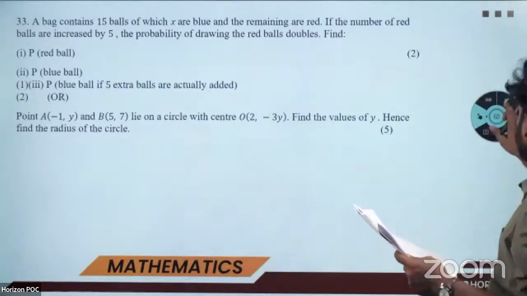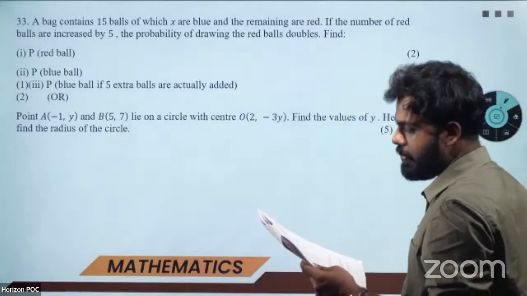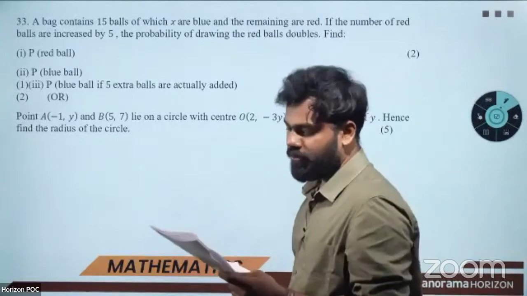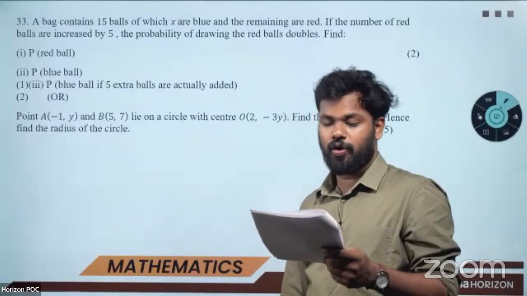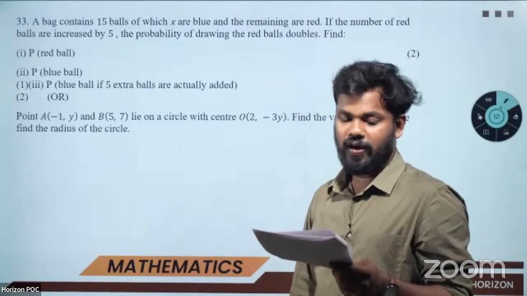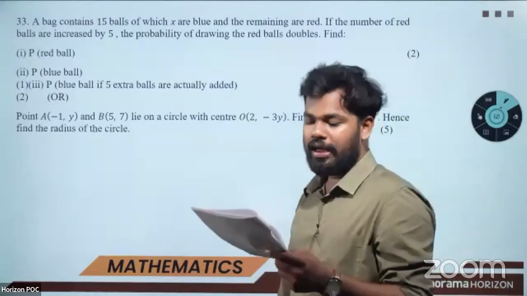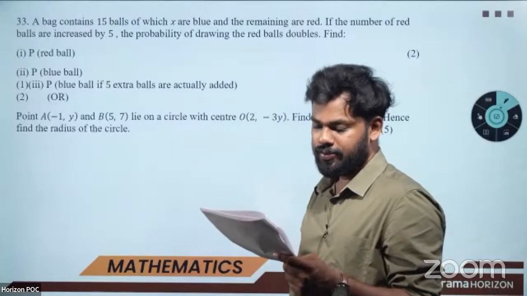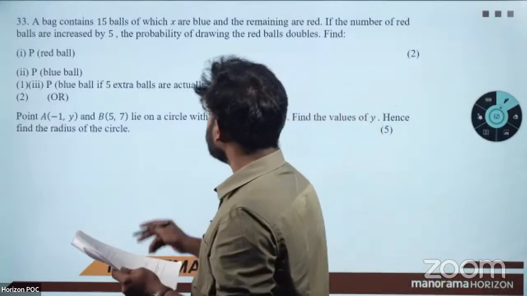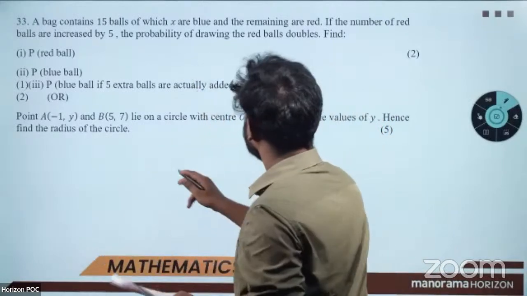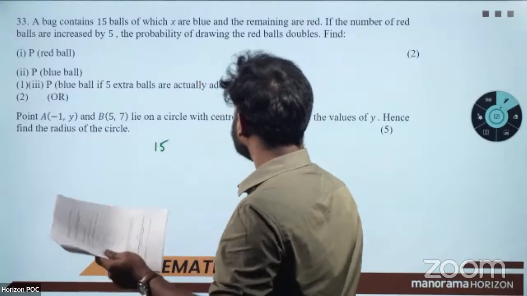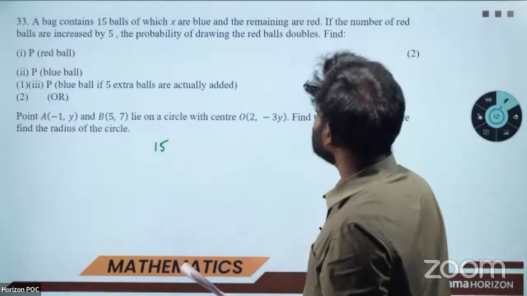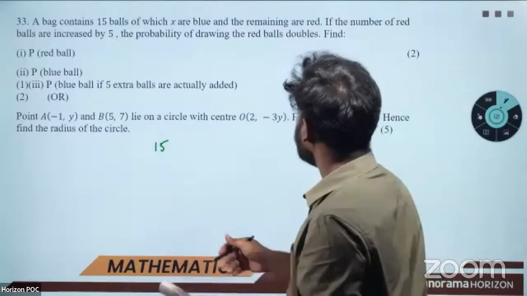A probability question where you are given a bag containing 15 balls, of which X are blue and the remaining are red. The number of red balls is increased by 5. The probability of drawing a red ball doubles. Find the probability of a red ball and of a blue ball if 5 extra balls are added. Okay, so there are 15 balls. There is an or part for the question. Let's keep that for the time being.